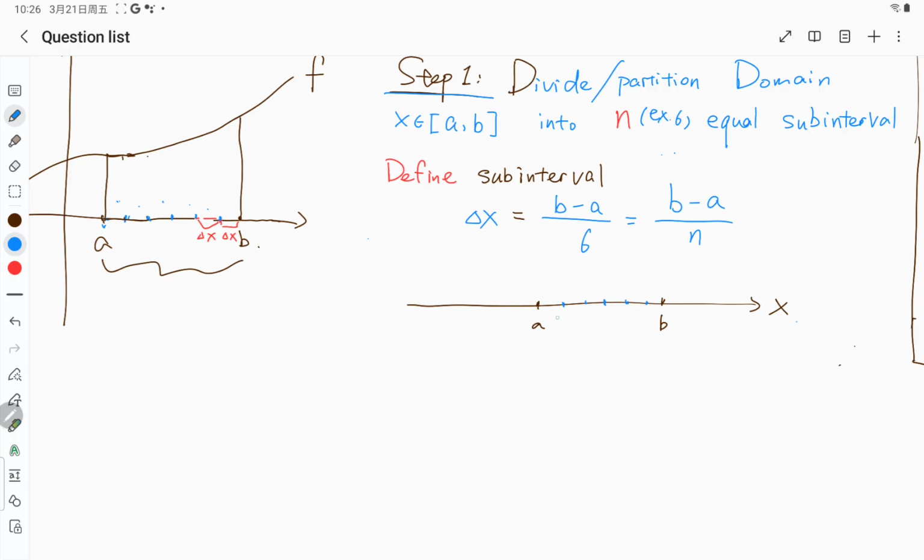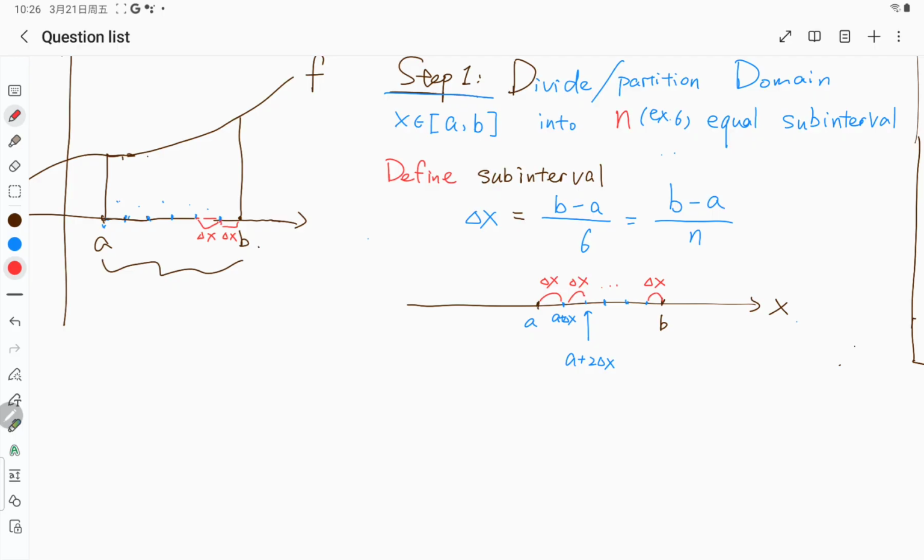So our left endpoint would be a, and then after partitioning it into n intervals, here 6 intervals, the first interval has left point a and right point a plus delta x. And then this point is a plus 2 delta x. Each of these intervals is delta x, and delta x, and so on, each of these is delta x.